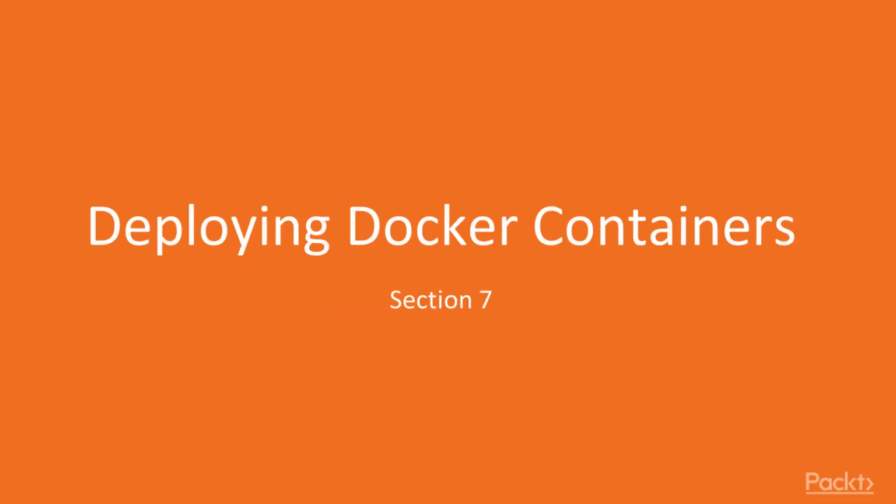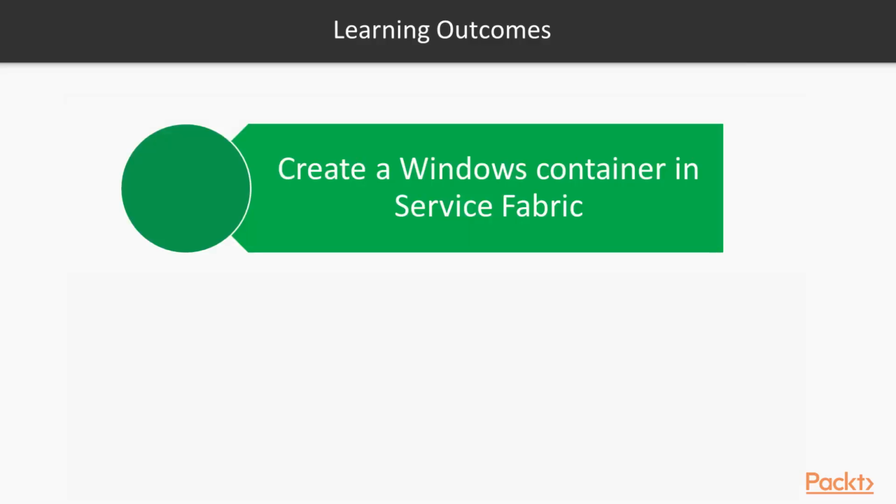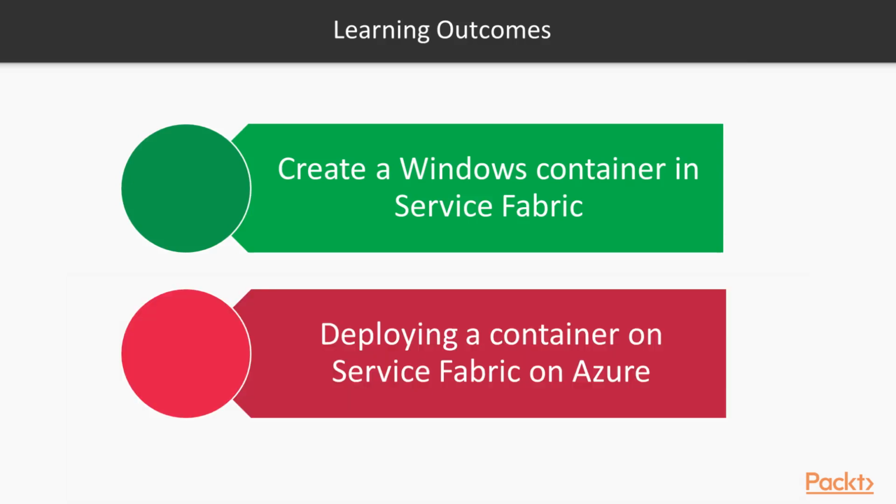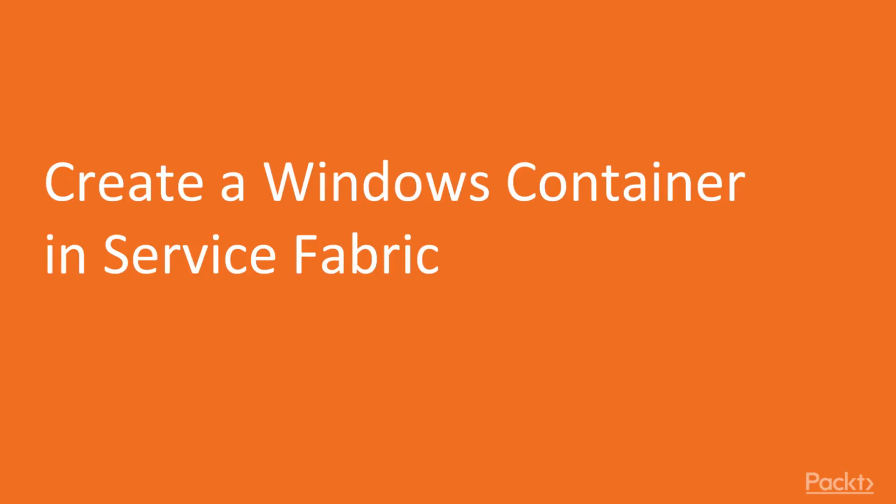Chapter 7. Deploying Docker Containers. Learning outcomes of this chapter are: create a Windows container in Service Fabric, and deploy a container on Service Fabric on Azure. Create a Windows container in Service Fabric project.